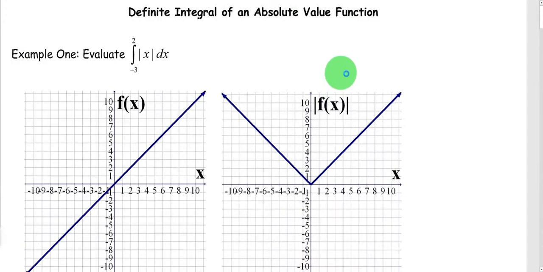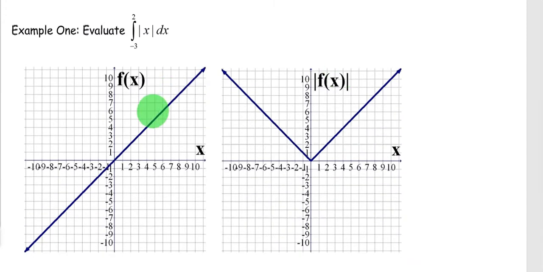Let's take a look at two separate graphs here to give some context. Over here on the right is what we're trying to find the definite integral of. So if we just shade this region, we're trying to find the definite integral, the area under the curve between -3 and 2. So basically these two triangles right here. Now you could actually just use geometry to solve for these using the area of a triangle. But what if you had a different function inside of the absolute value bars, something like a trig function or a quadratic or a cubic? You certainly would not be able to use geometry.